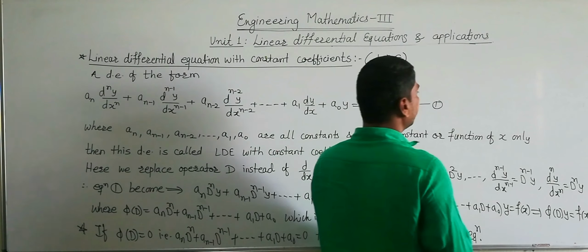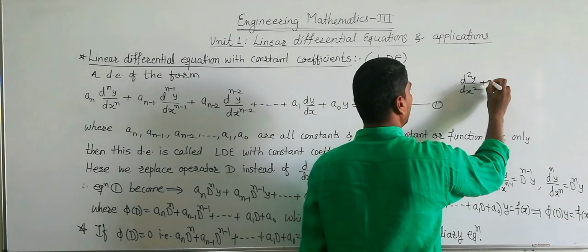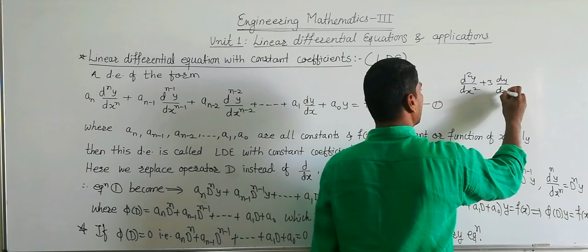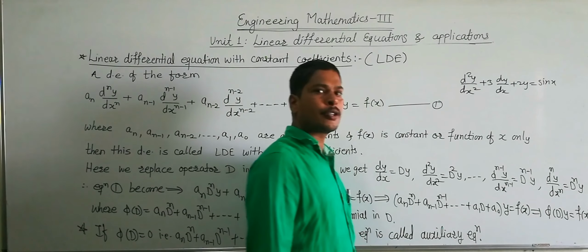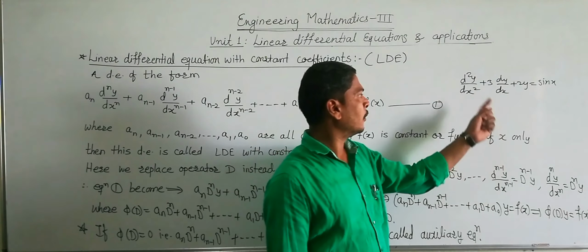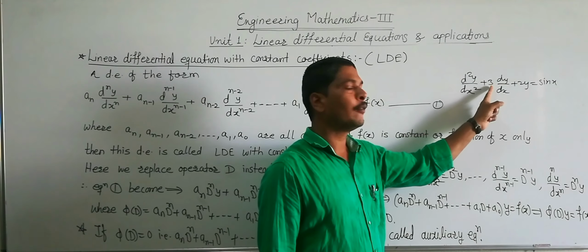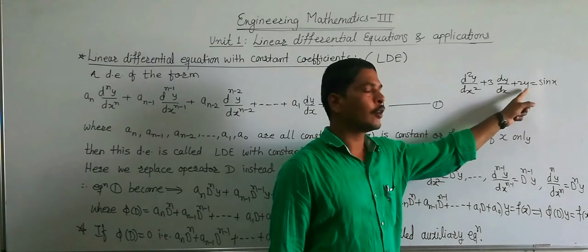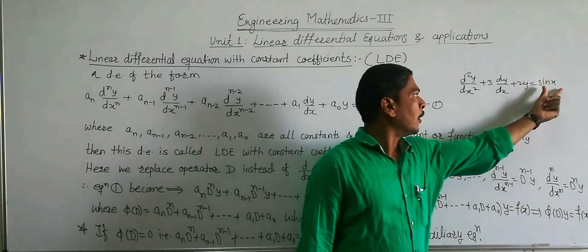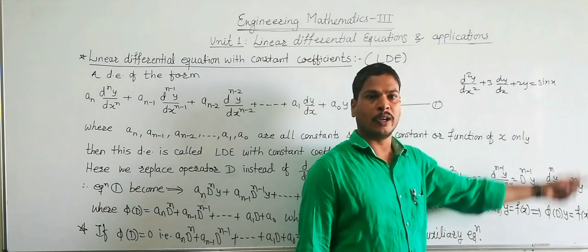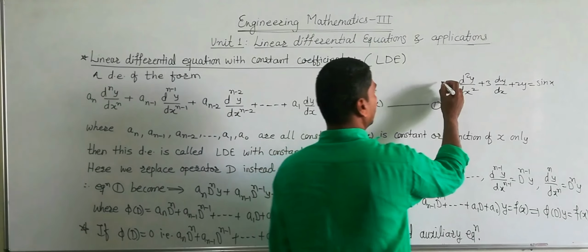For example, d square y by dx square plus 3 dy by dx plus 2y is equal to sin x. This is a linear differential equation with constant coefficient, in which the coefficient of the second derivative term is 1, the coefficient of the first derivative is 3, and the coefficient of y is 2. All these are constant and the RHS is a function of x only. So this is a linear differential equation with constant coefficient.